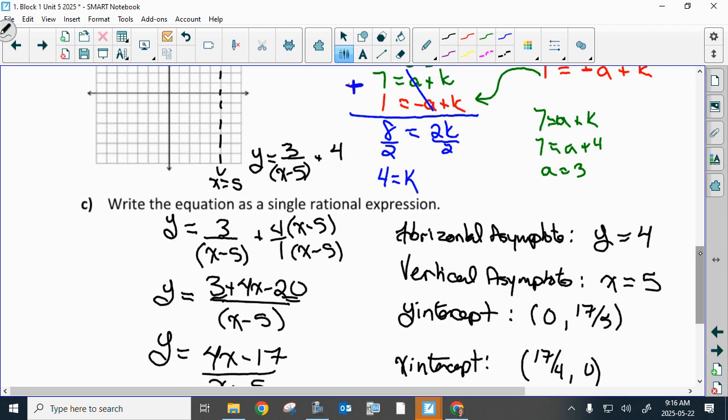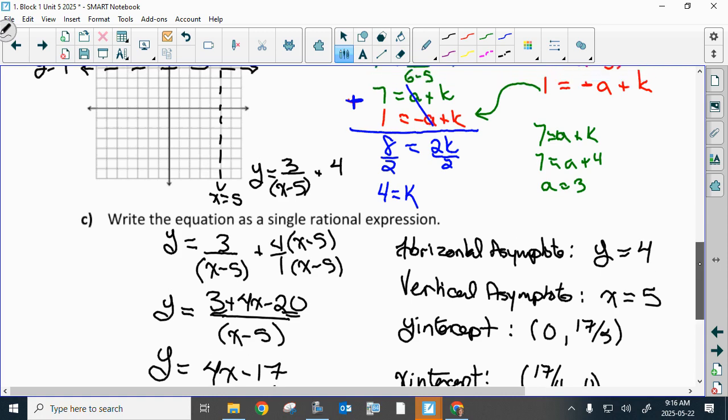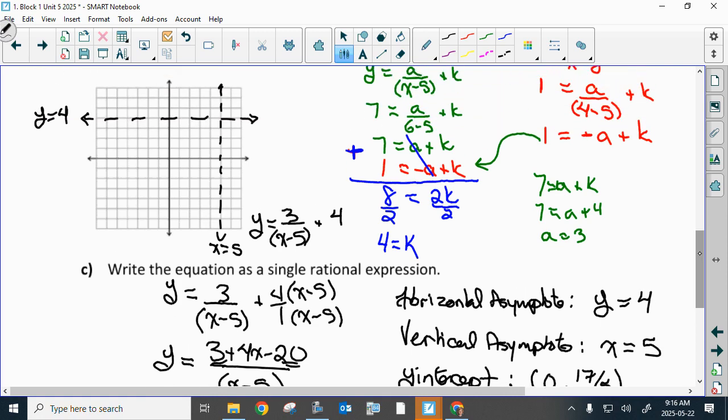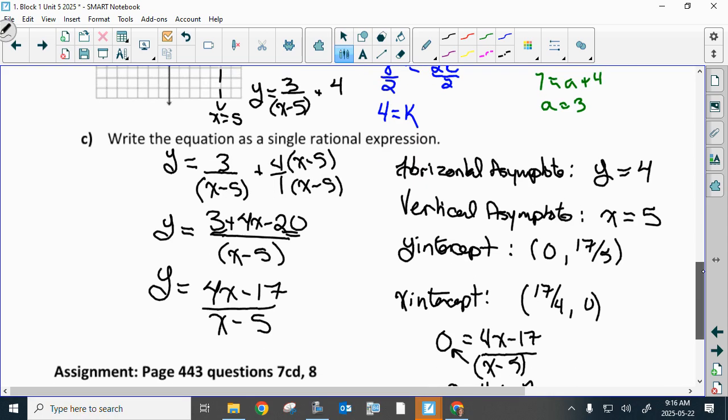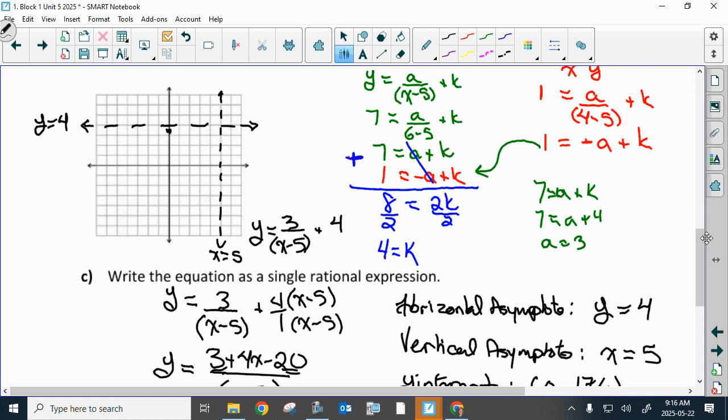Zero and 17/5, that's like 3.4, right? So I'm just going to find 3.4. Here's my y-intercept. And then I've got my x-intercept was 17/4, so that's like 4.25. Okay.